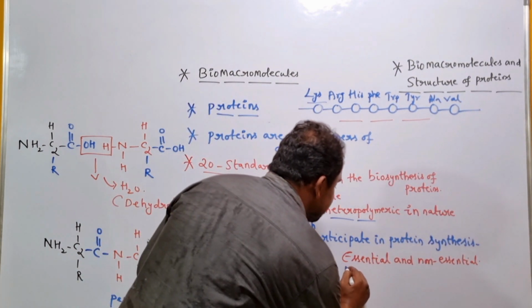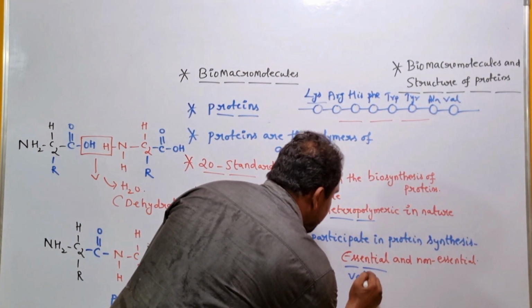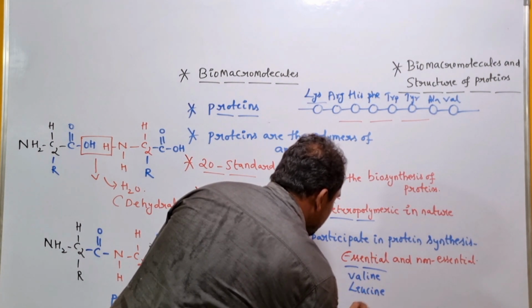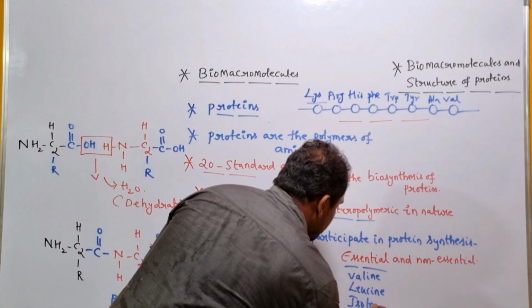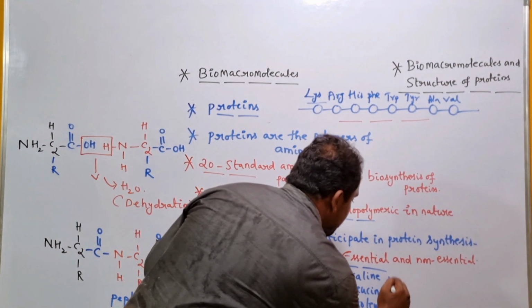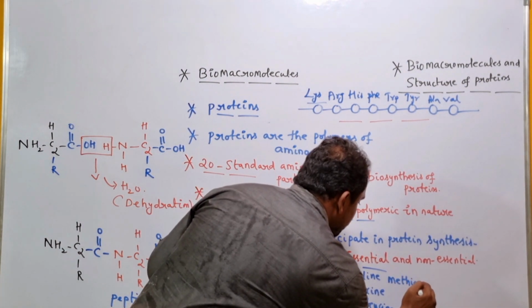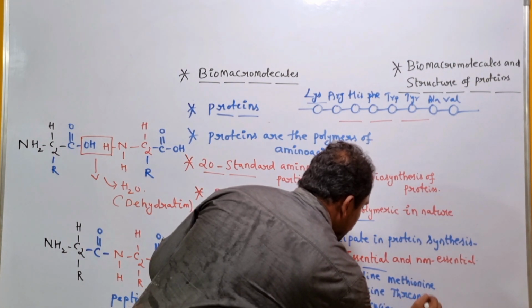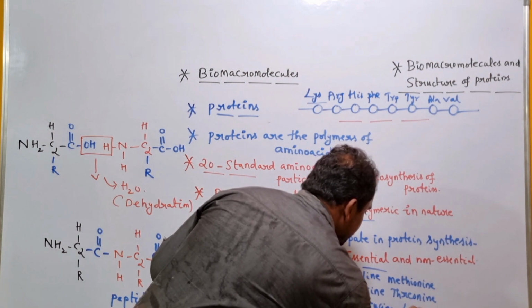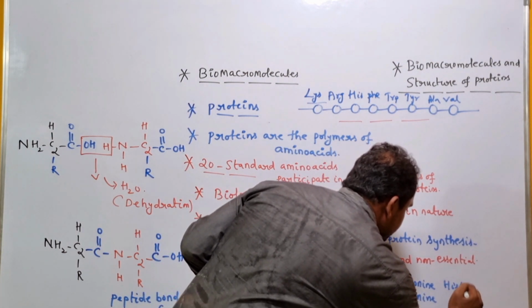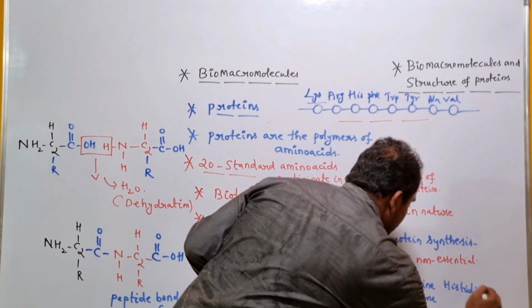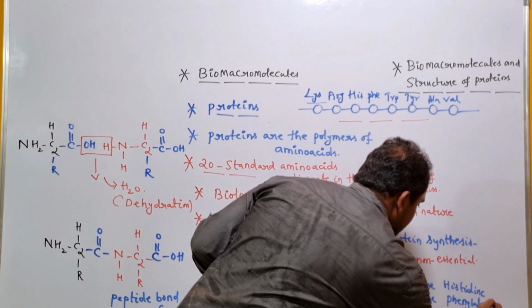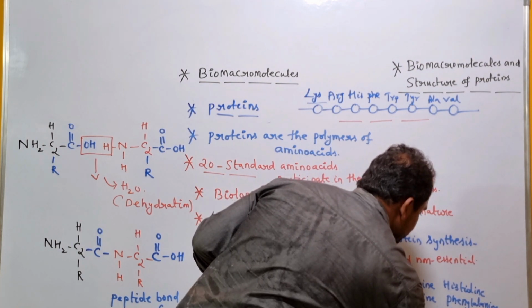The various 9 essential amino acids include valine, leucine, isoleucine, methionine, threonine, lysine, histidine, phenylalanine, and the other one is tryptophan.